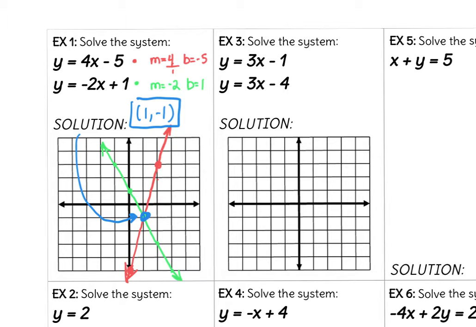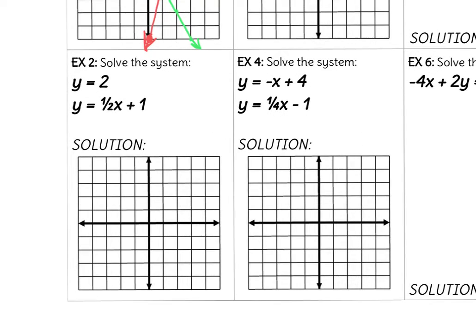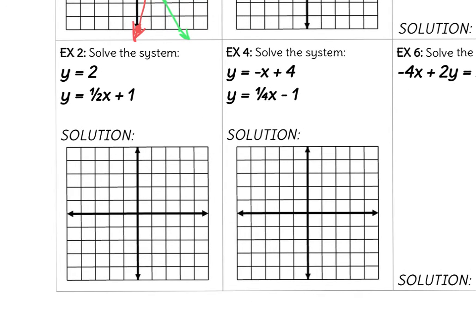All right, moving on, example 2. Here we have a unique equation. y equals 2. And then we have our normal equation down here on the bottom. Anytime we see an equation where there is no x value, we should know that that's going to be a horizontal line. If we have an equation where there's no y value, that's going to be a vertical line.